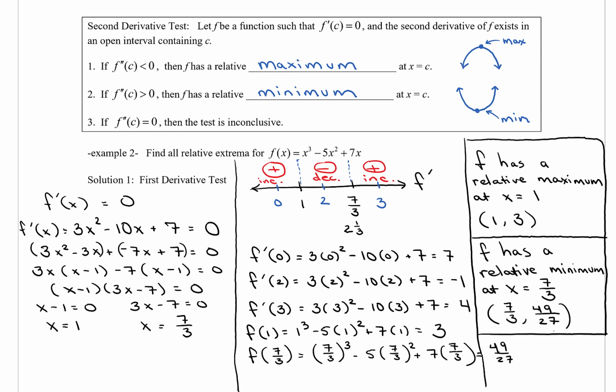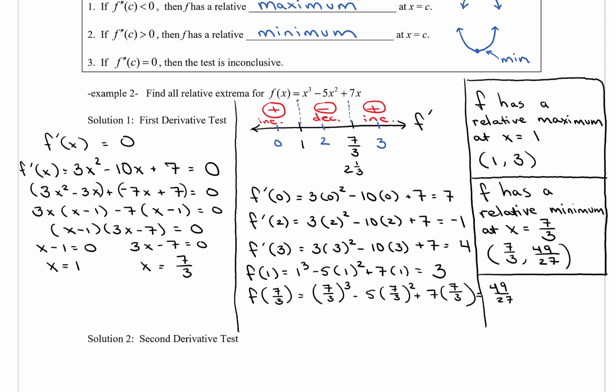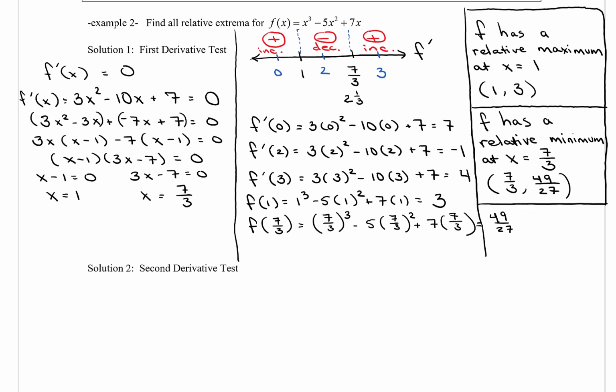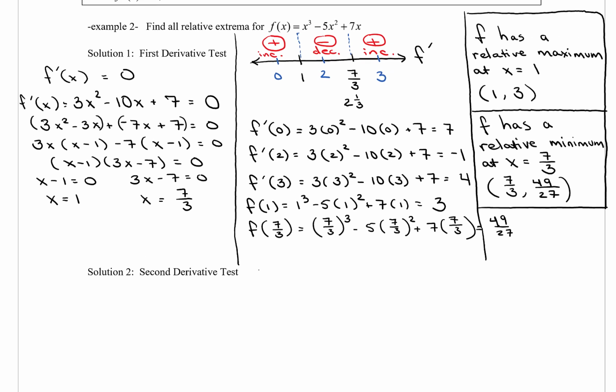Now let's do the same type of problem, but this time instead of using the first derivative test, I'm going to find the relative extrema using the second derivative test. So this is going to be solution 2, second derivative test. Let me rewrite my original function, f of x equals x cubed minus 5x squared plus 7x. The second derivative here is going to be f double prime of x is equal to 6x minus 10. The first step of the second derivative test would be to find the critical values, which I already did here for the solution 1 for our first step.